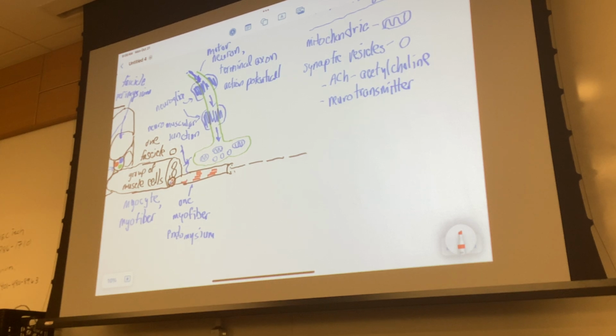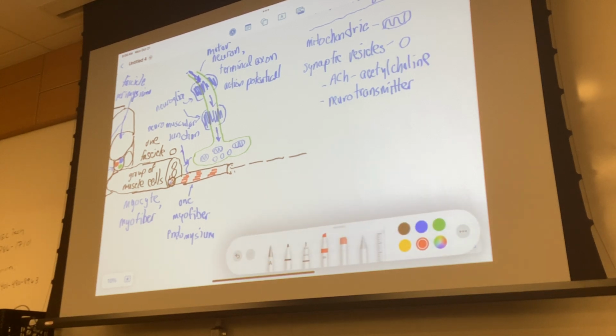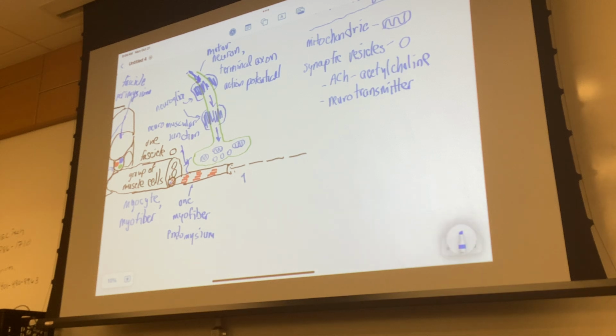The muscle cells themselves have these stripes, these dark and light areas. Again, that's due to organization of the individual myofibers. This one myofiber has many, many, many myofibrils. And a myofibril, by definition, is a stack of sarcomeres.